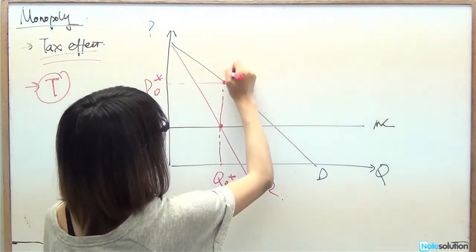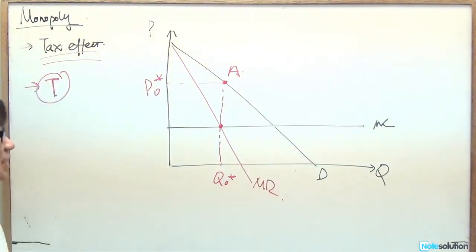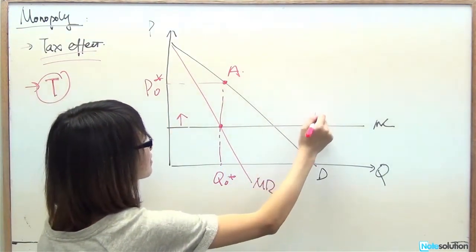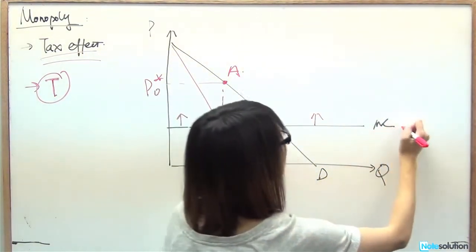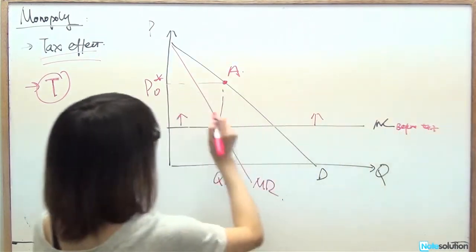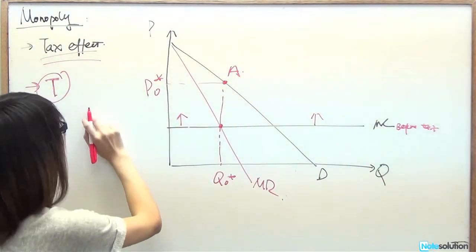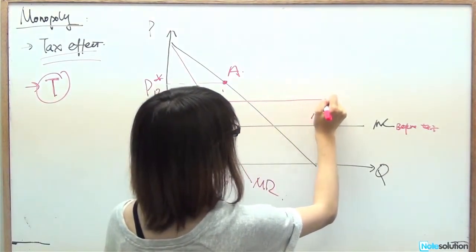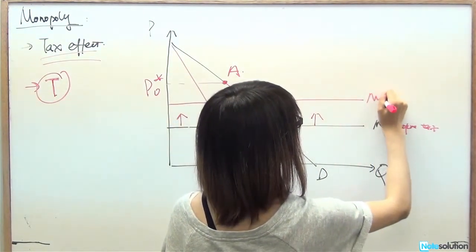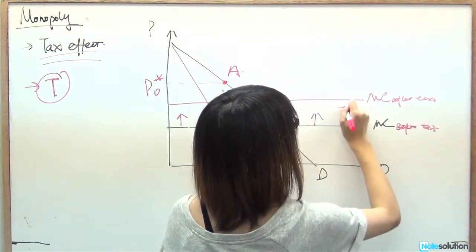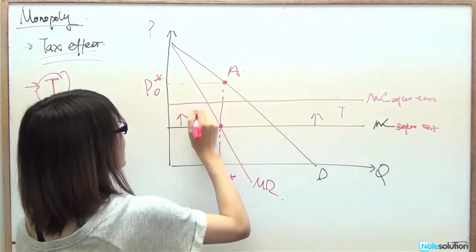So originally we are at point A. Now we have the tax of T. MC is our before-tax supply curve. When we levy the tax on the supplier, we shift our supply curve up to MC after tax. We shift it up by the T amount.